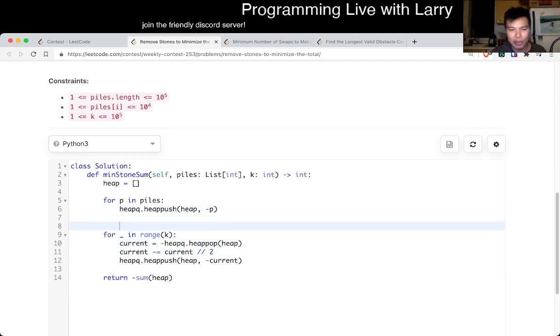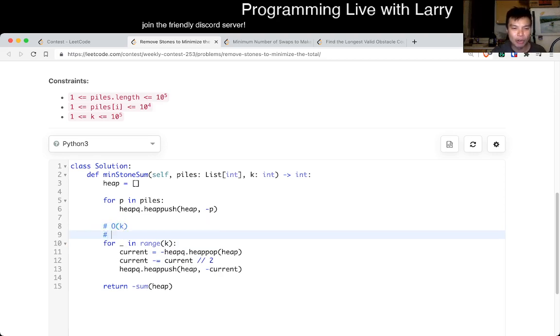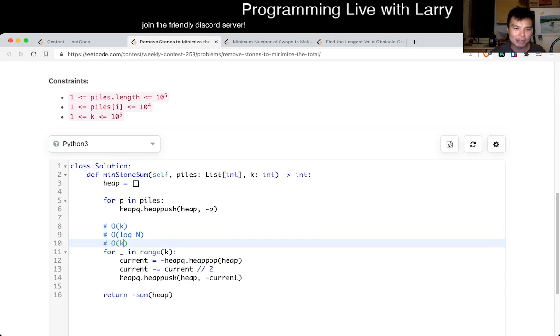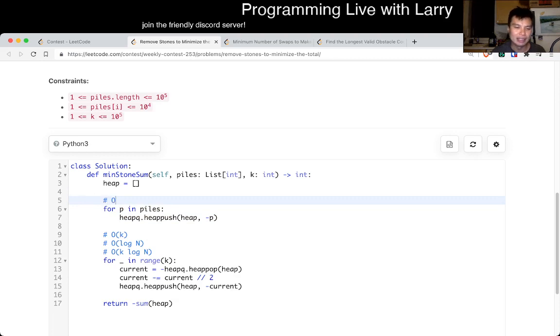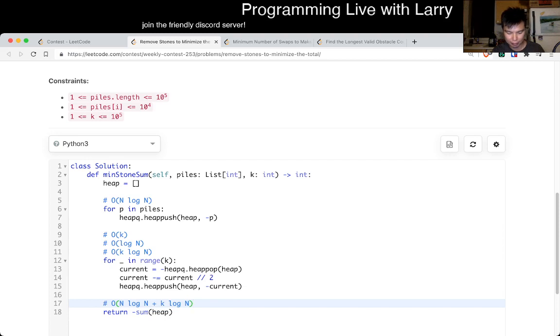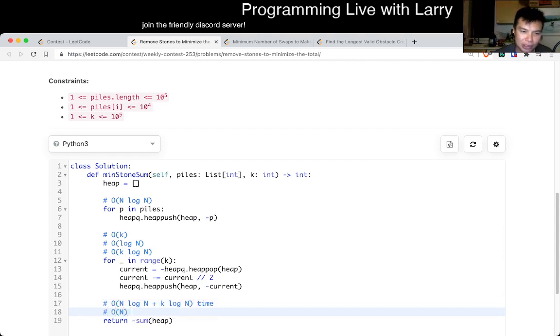But in any case, let's go over the complexity real quick. This loop is O of K, and for each pass of this loop, we do O of log n time. So in total, this is going to be O of K log n for this iteration. But of course, you have to do this initial thing, so this is going to be O of n log n. So the total time complexity is O of n log n plus O of K log n. And for space, this is just O of n space, because that's just the space we use for the heap.